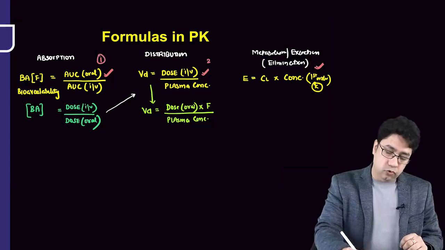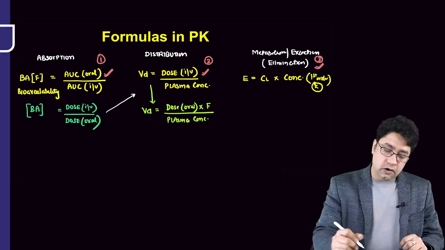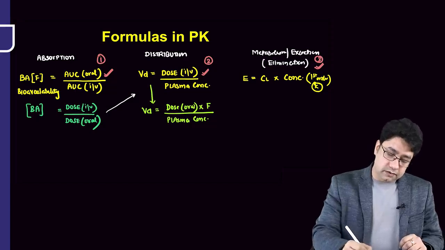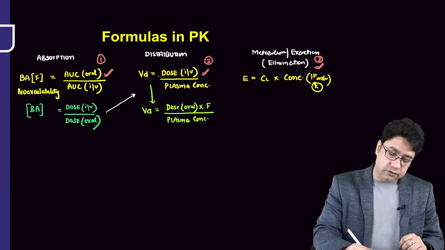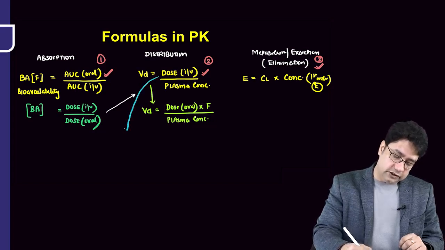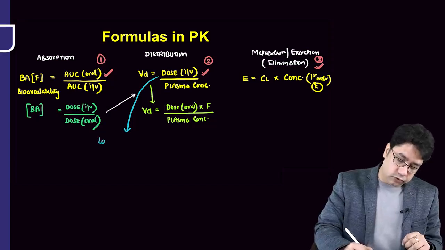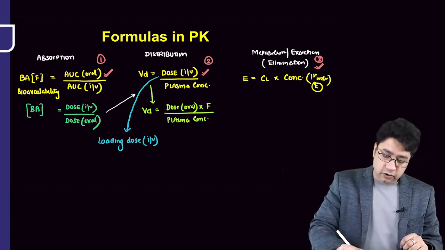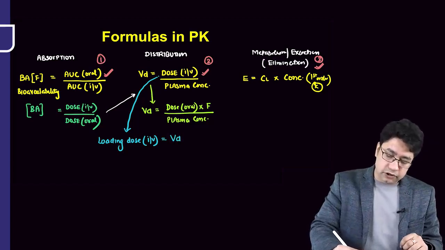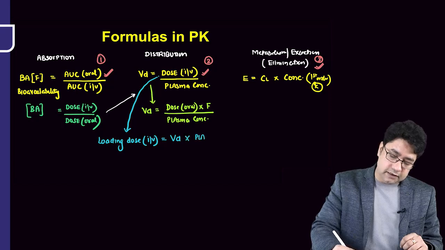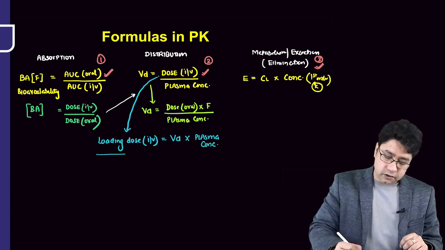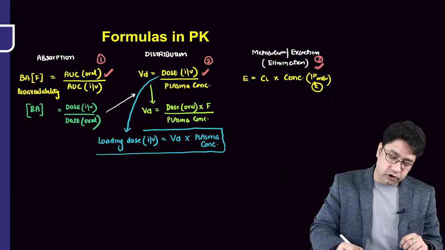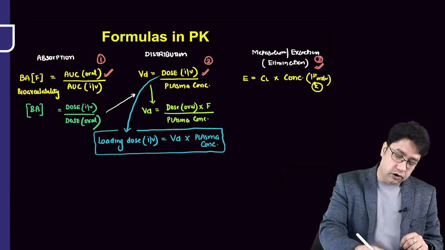1, 2, 3. From this dose, which we have written IV dose, we will derive a formula. This dose is known as loading dose. So let's write it as loading dose IV. This loading dose is equal to volume of distribution into plasma concentration, which you want to achieve in the blood. So loading dose formula comes from volume of distribution, fourth formula.